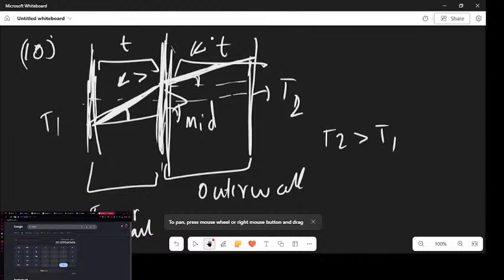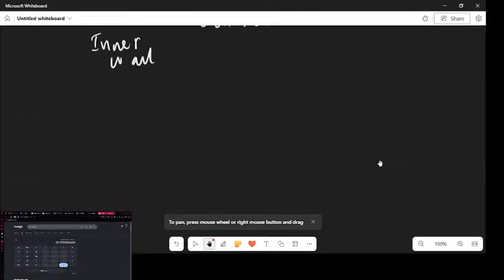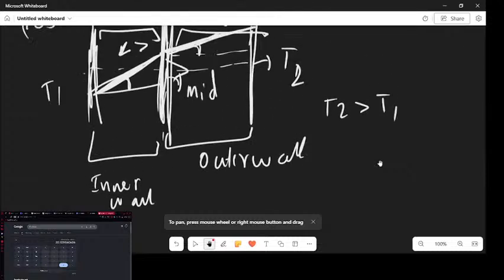10th one, B. Thermal conductivity of the outer wall. Thermal conductivity of the inner wall.